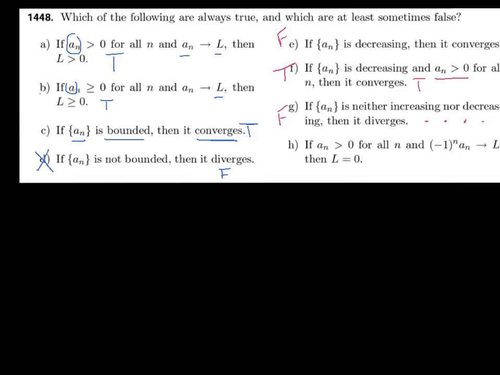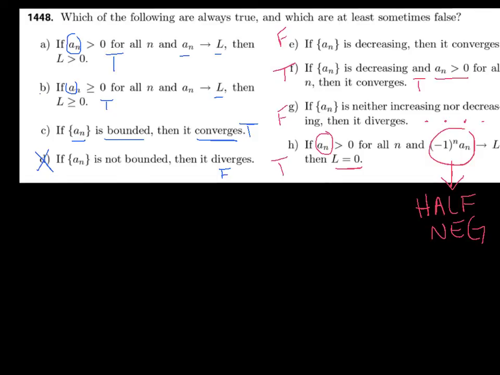And then H, if a sub n is positive for all values of n, then the alternating version of that sequence approaches a limit of 0. So I had to think about this one quite a bit. First of all, every term in that sequence is positive originally. Then what the alternating sequence does is it makes half of them negative. So you've got half positive, half negative, and the limit here is going to split the difference in that alternating series. So I said that this one was true.